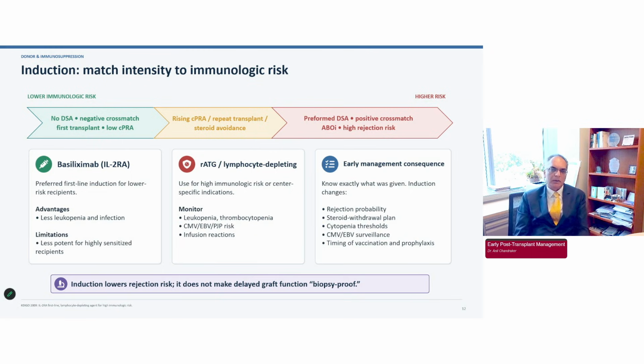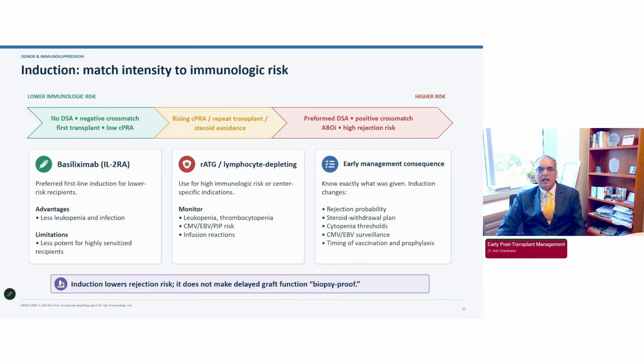So a low risk patient would be a patient with no DSA, negative cross-match, first transplant, low CPRA, and they would be safe to get basiliximab. It's often the preferred first-line induction therapy. The advantages are lower risk of infection and leukopenia, but it's obviously a less potent induction therapy. Some centers will use low-dose ATG for the low-risk patients, and it's perfectly acceptable.